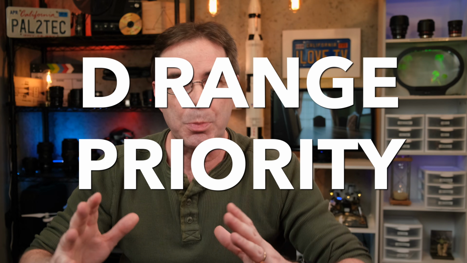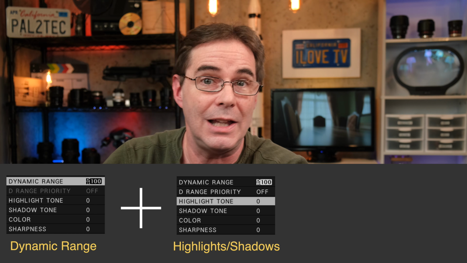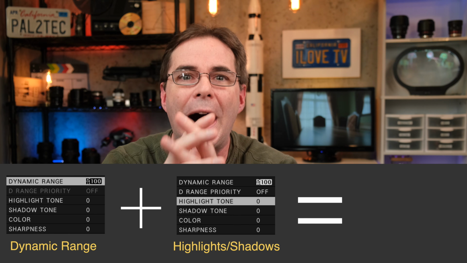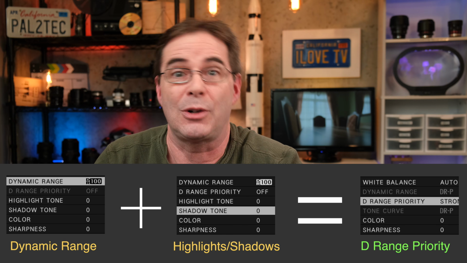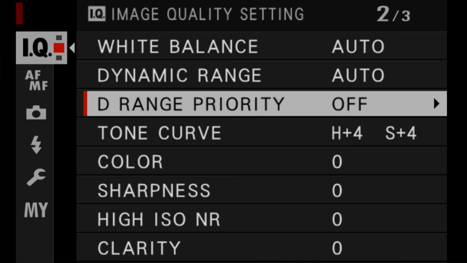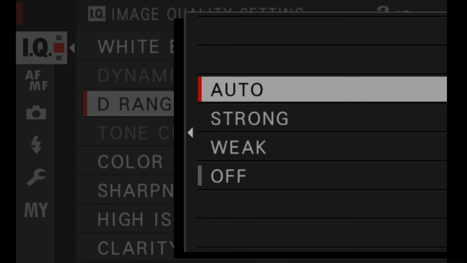And now, drum roll please. The D Range Priority tool is there to take both of these features, the dynamic range tool and the highlights and shadows tool, and combine them into one tool to rule them all. In other words, you're getting two features for the price of one. There are 4 settings available to you in the D Range Priority tool.